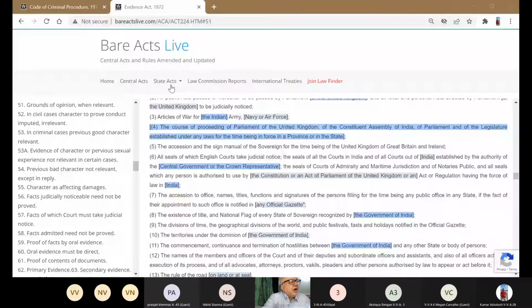Articles of War of the Indian Army, Navy and Air Force. So the court must take judicial notice in cases where India is engaged in a war with its enemies. The Articles of War of the Indian Army, Navy and Air Force were pressed into service against Pakistan, against China, against the enemies with whom India is having hostility. The court will take judicial notice.